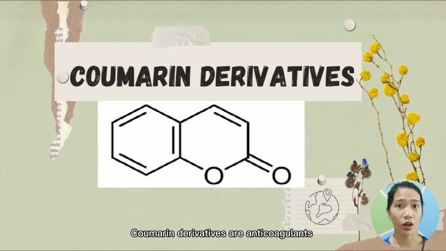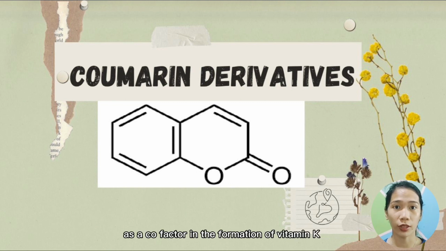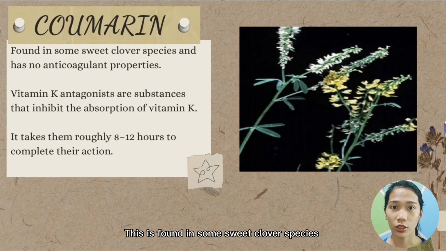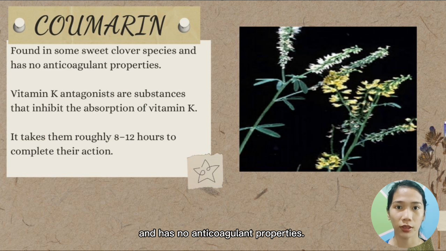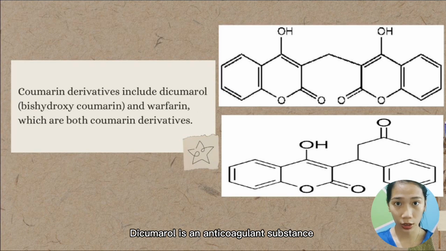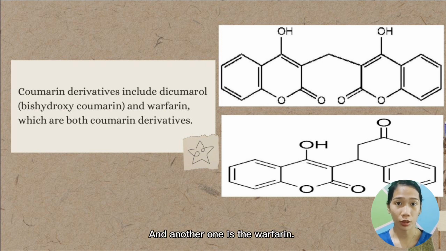Coumarin derivatives. Coumarin derivatives are anticoagulants that prohibit vitamin K from working as a cofactor in the formation of vitamin K-dependent coagulation components in the liver. Coumarin is found in some sweet clover species and has no anticoagulant properties itself. Derivatives include dicoumarol, an anticoagulant substance found in nature that depletes vitamin K reserves, and another one is warfarin, a medication used as an anticoagulant. Both are common derivatives.